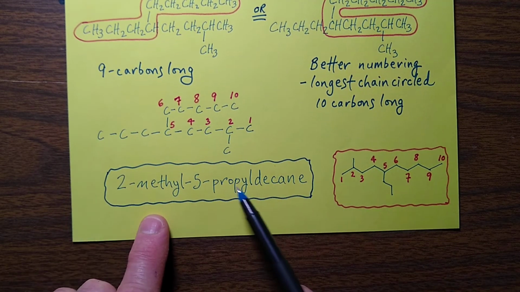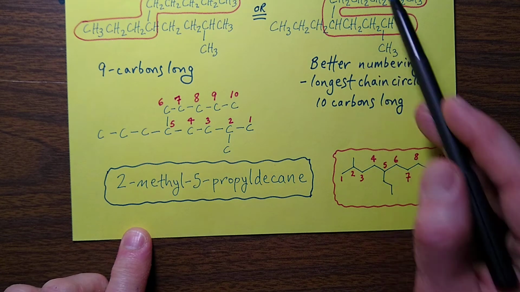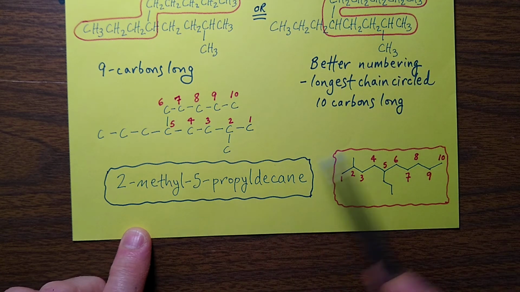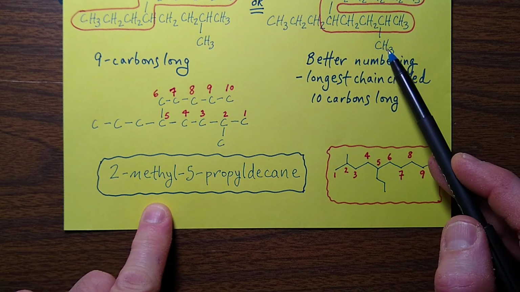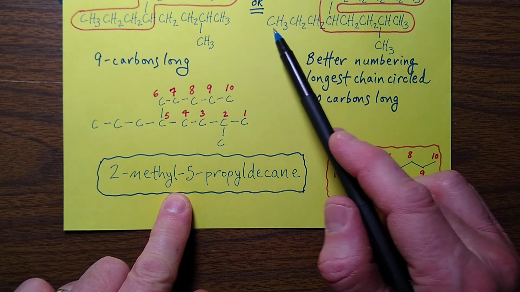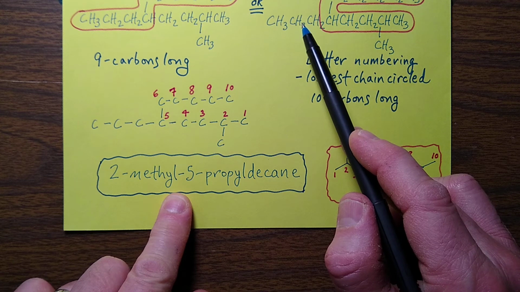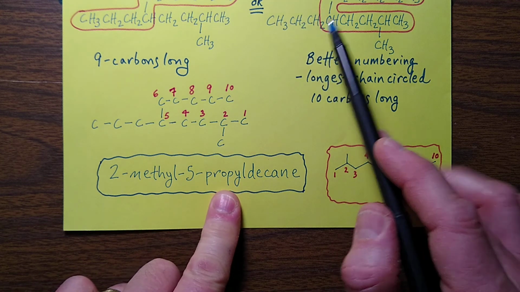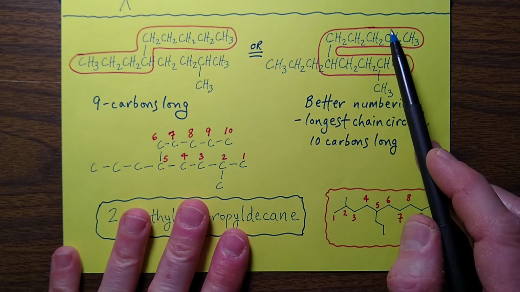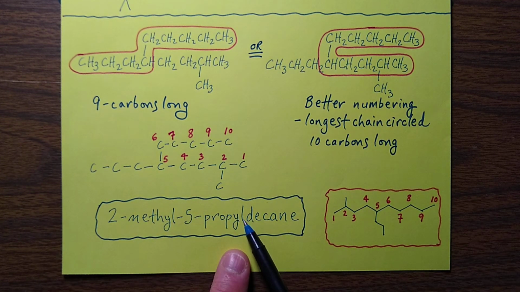So that's why the final name I come up with is based on 10 carbons. So here's my decane. I have a 2-methyl. That's this guy. And at the 5 position, I have a 3-carbon substituent. That's based on propane, so that's called propyl. And then you finally give it that decane name, no dash in between.